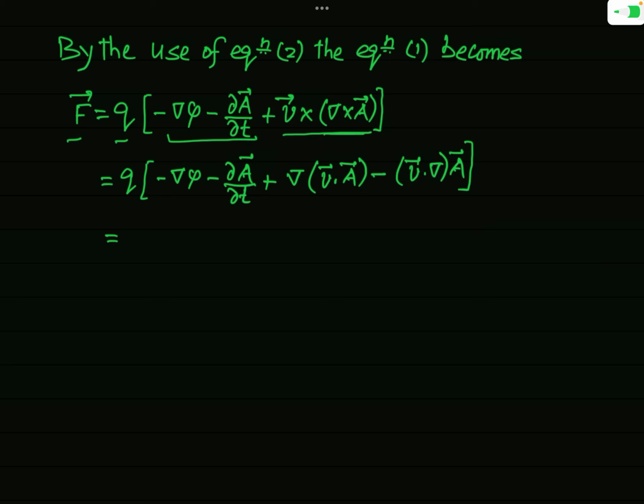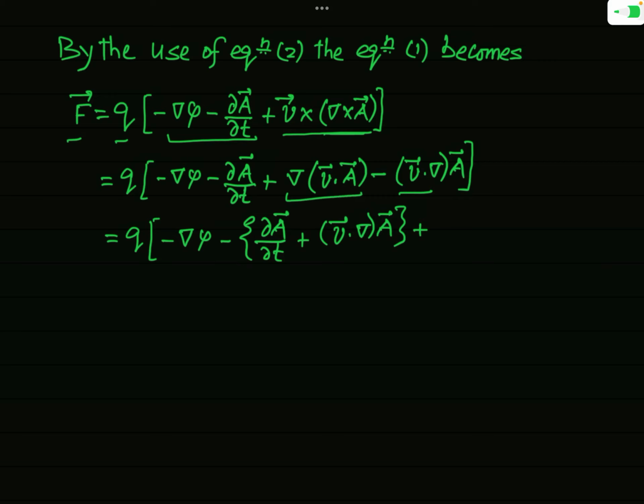You can see we can write this as Q times minus del phi minus del A by del t. I have actually taken this minus as a common factor, so del A by del t will be written positive, and plus V dot del A. Since minus has been taken as a common factor, this term is negative, so I have written here positive. And plus the remaining term is what?